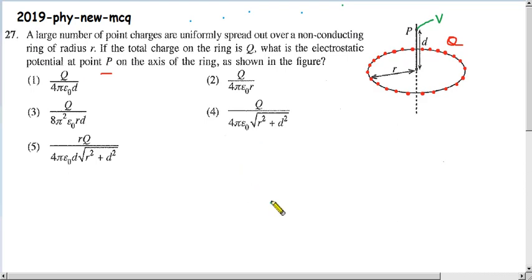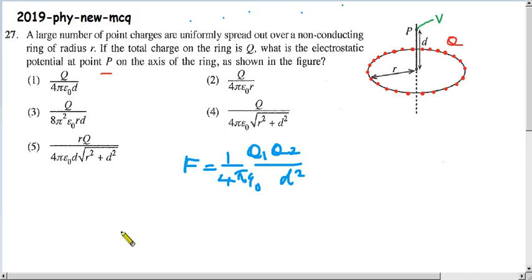So children, what is the equation for V? If we revise the lesson, first of all, what is the first equation we learn in this electrostatic lesson? F equals 1 over 4 pi epsilon naught Q1 Q2 by d squared. That is the first equation we learn. Then what is the second equation? All these are vectors.